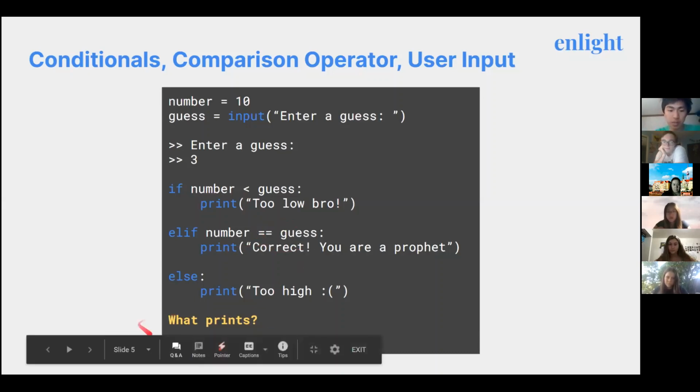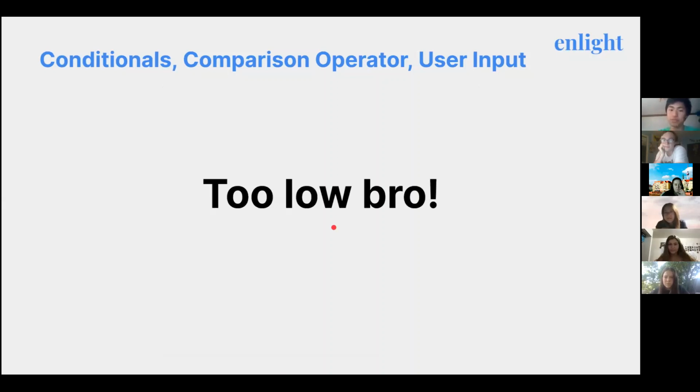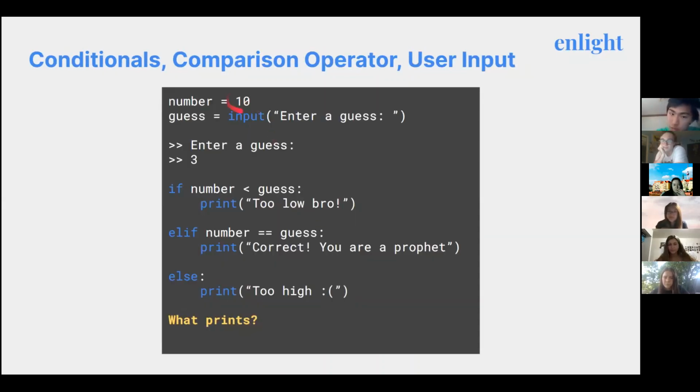If you guys could unmute and talk about what you think prints here, given that the number the user put in is 3. Too low. Too low, right? Yeah, cool. So I'll speed up a little bit. Let me know if you're confused, but the number was 10 and the guess was 3. So 3 is less than 10, so it will print too low.